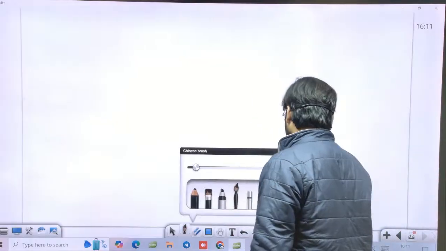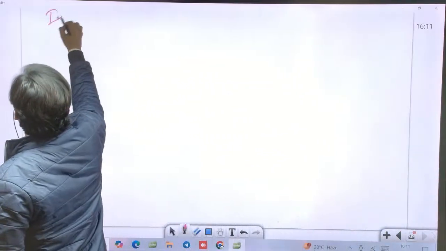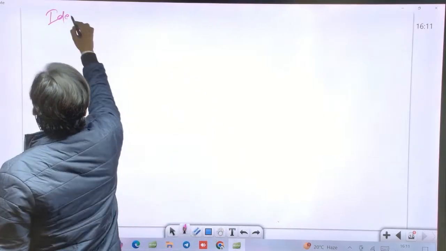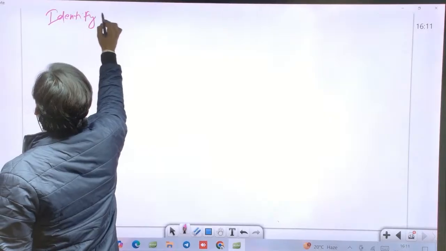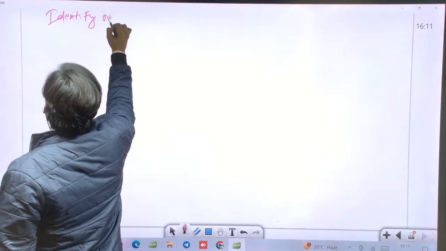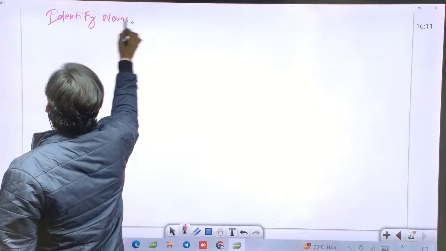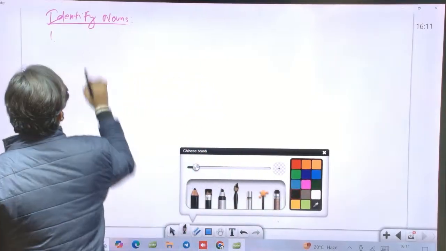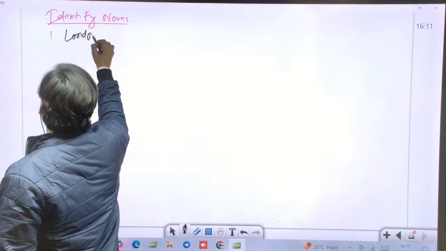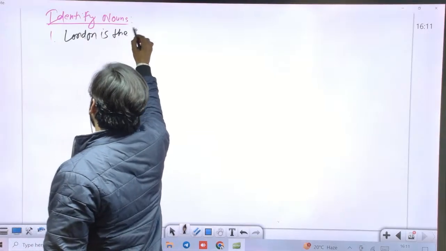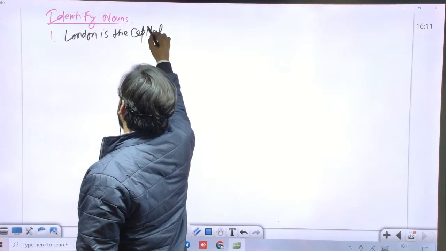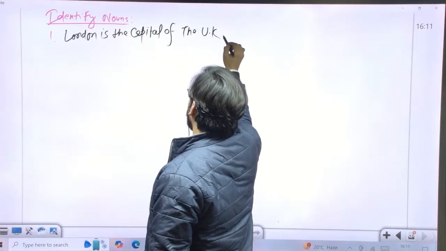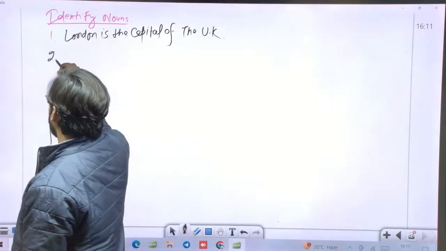Question number one. First, note down: identify nouns. London is the capital of the UK.